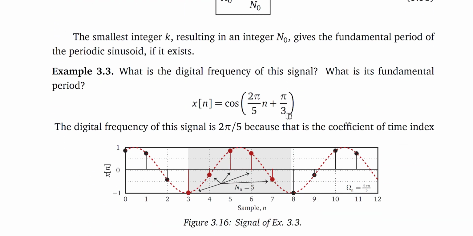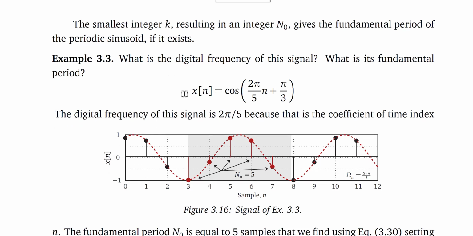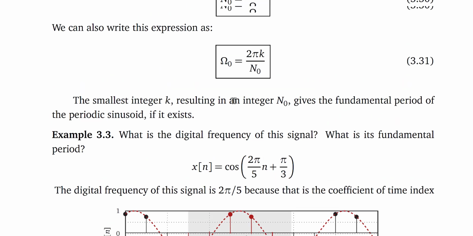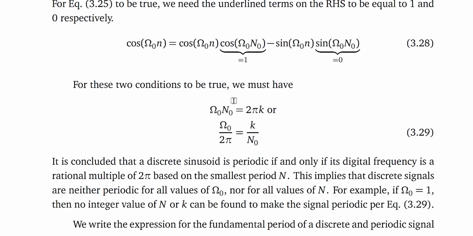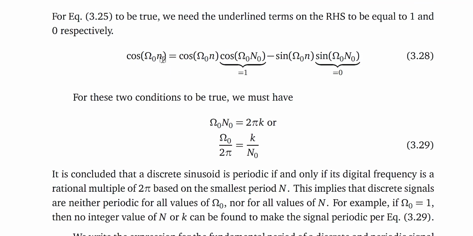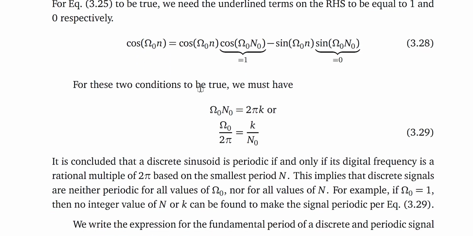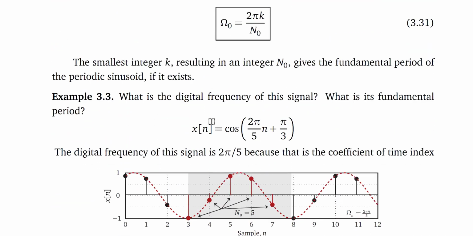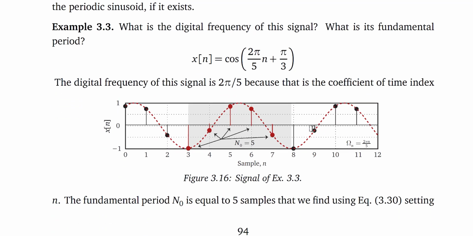So let's take this signal. This is a discrete signal. The dashed lines are here just to give you an idea of what it is. So here's my discrete signal, and I'm asking you if this is a periodic signal. Well, if you look at this form, the cosine right here, cosine omega 0 n, anything that comes before the n must be omega 0. So clearly in this case, 2 pi over 5 is the digital frequency of this signal, because that is the coefficient of the time index n.